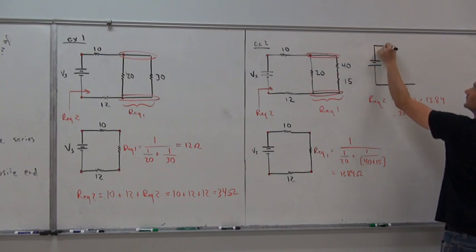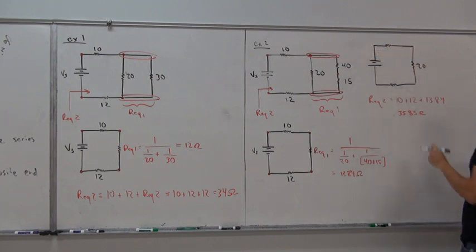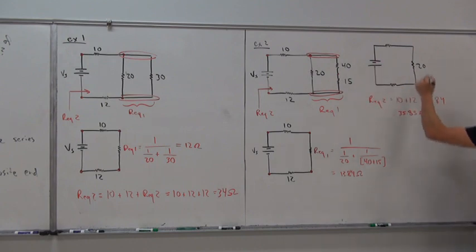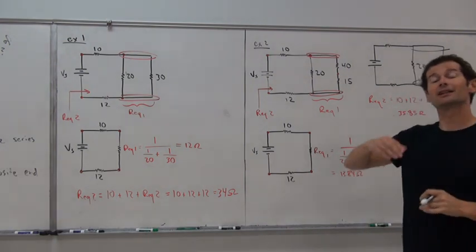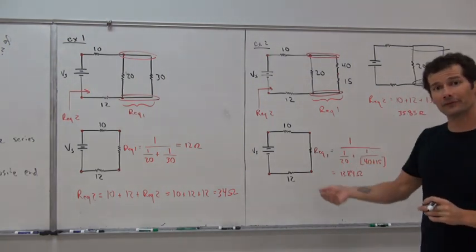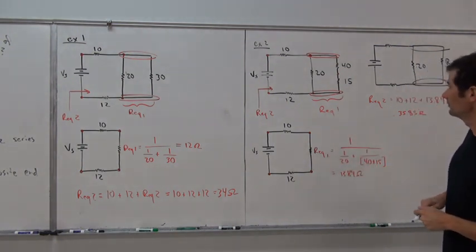So once we combined 40 and 15, I think you guys are going to see that that equivalence of REQ1 became in parallel with 20, because sure enough, those are two common points of connection. So now we can actually go through and combine the equivalent resistance with that 20 ohm resistor. And I'm going to call that REQ1.